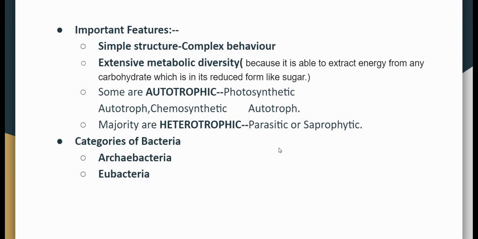But the majority of the bacteria are heterotrophic. They depend on other organisms for their food. They are either parasitic or saprophytic. Saprophytic means they feed on dead and decaying organic matter. So these are the important features.